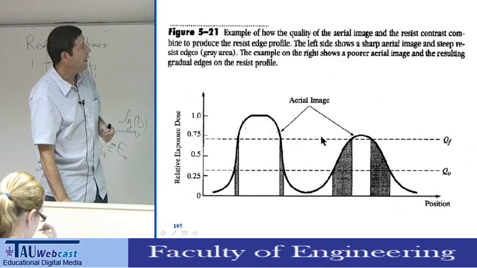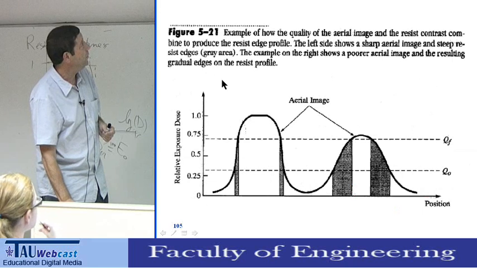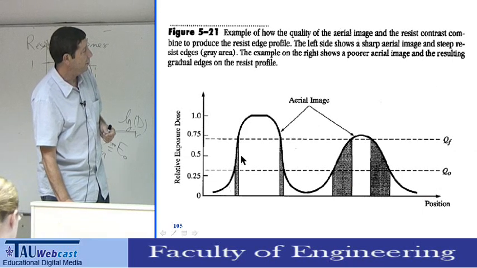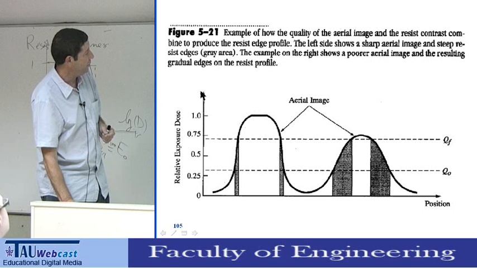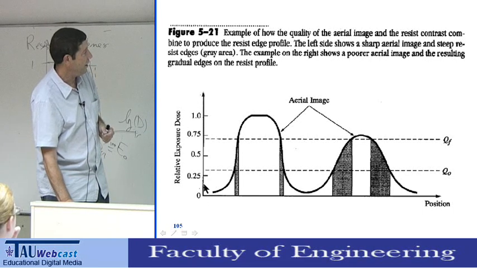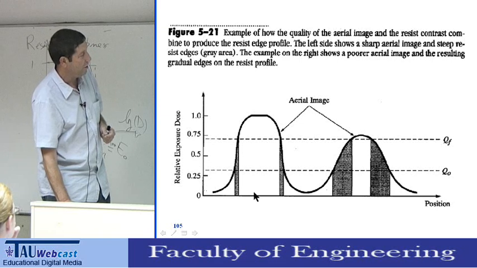So if we look again at an example of the quality of the aerial image, this is the optics. And this is a good image. This is I minimum, this is I maximum. I plot here the dose of the illumination versus the position. So this is a good image. And this is D0 and this is D100.